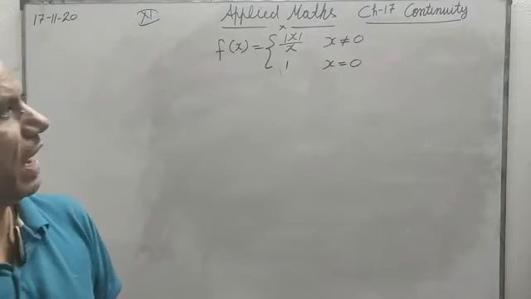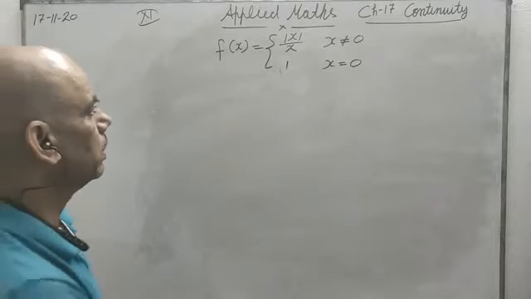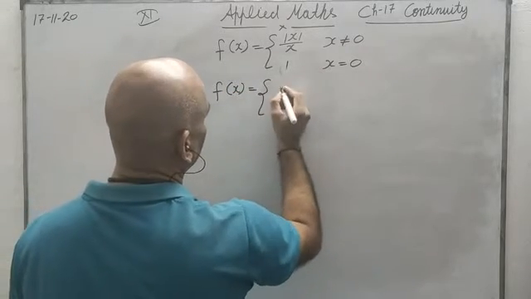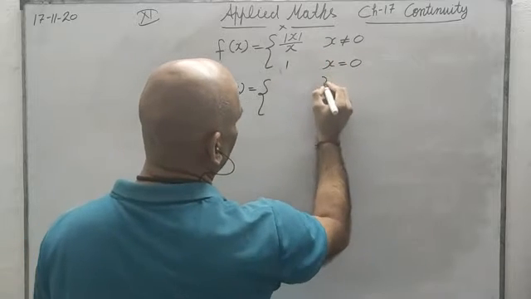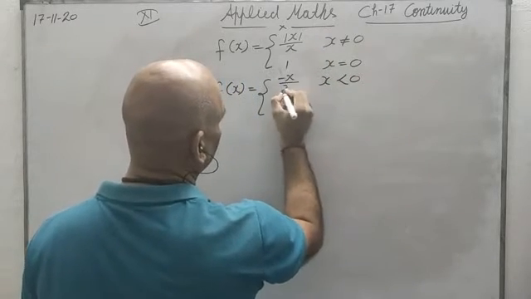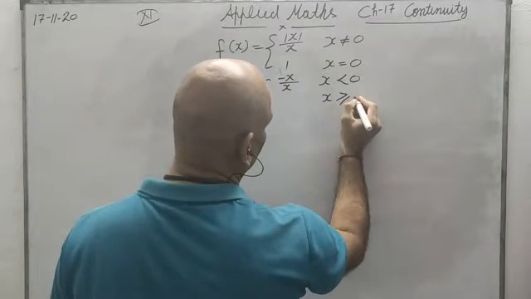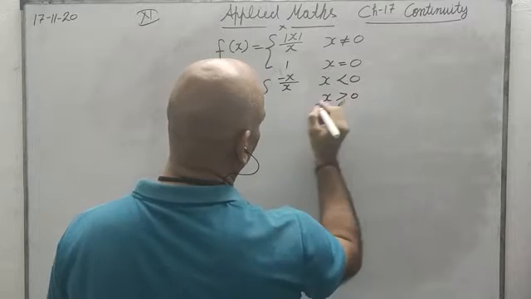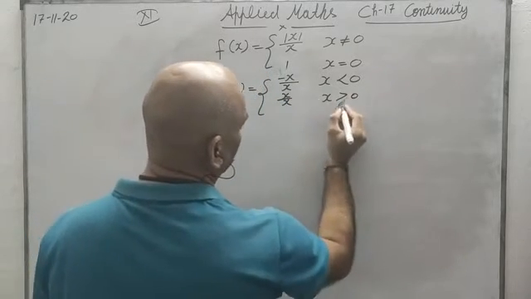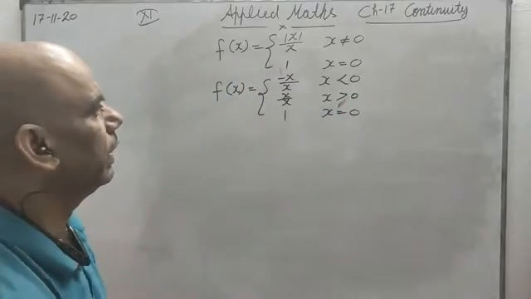What we have to understand is the meaning of this modulus. Every time you will have to do it in such a manner that when x is less than 0, the value of the modulus will be minus x, and when x is more than 0, then it will be x upon x. And when x is equal to 0, the value of the function is given as 1.